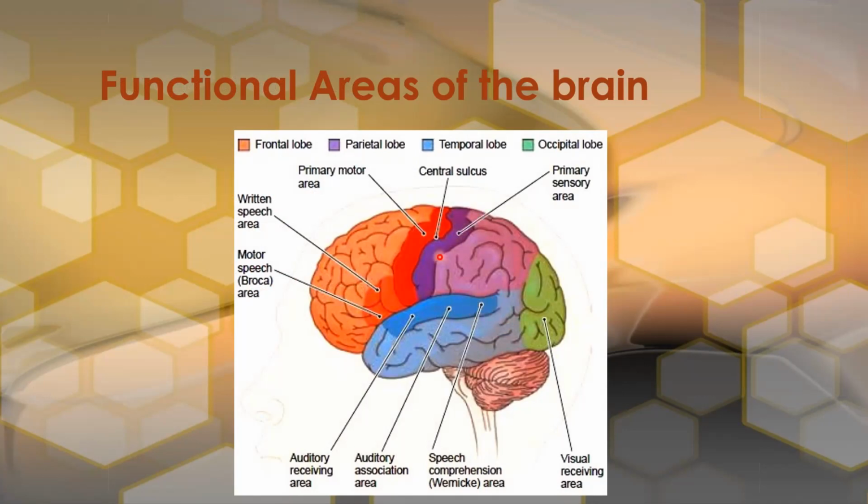This is the primary sensory area. And as usual, this is the visual receiving area.